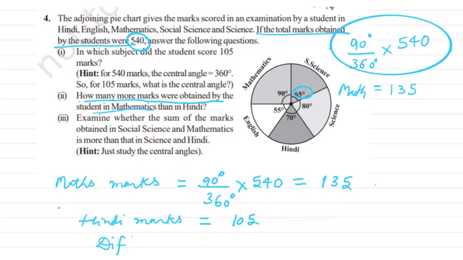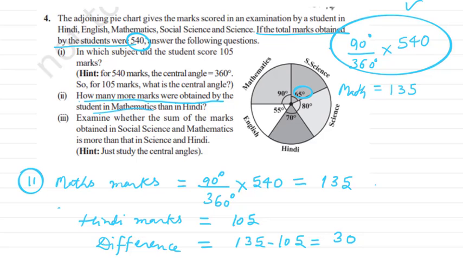So here we have both the marks. Now you can find the difference. The difference will be 135 minus 105 equals 30. Now this became easy because we have already done this calculation, and we already know the marks of Hindi from previously.